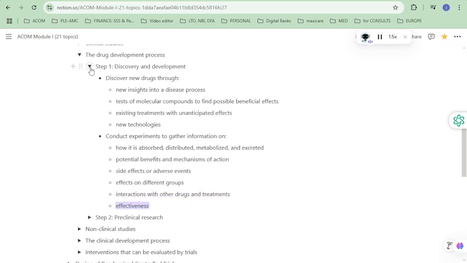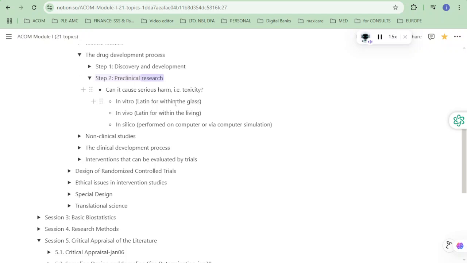Effectiveness. Step 2, preclinical research. Can it cause serious harm, that is, toxicity? In vitro, Latin for within the glass. In vivo, Latin for within the living. In silico, performed on computer or via computer simulation.